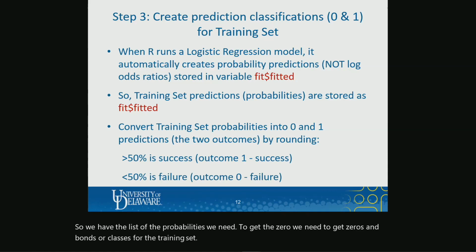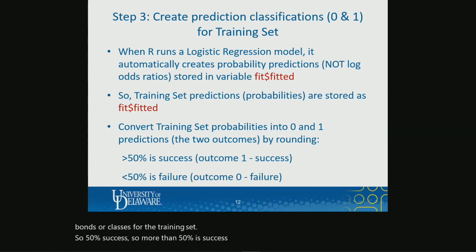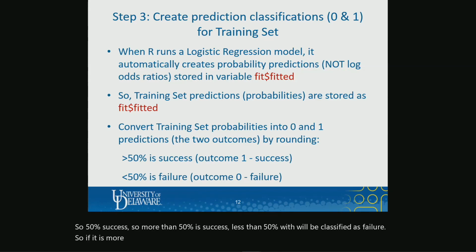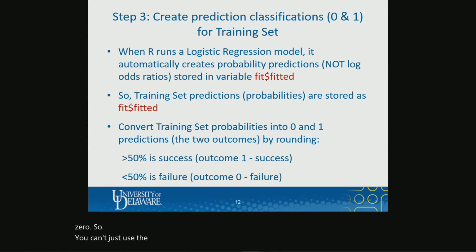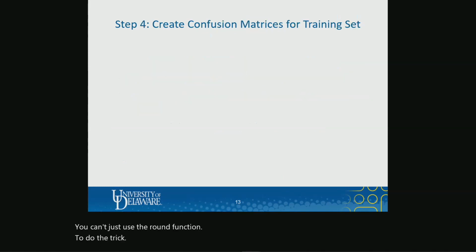So 50% success. So more than 50% is success. Less than 50% will be classified as failure. So if it is more than 0.5, it should be classified as 1. If it is less than 0.5, it should be classified as 0. So you can just use the round function, you know, to do the trick. So now we have zeros and ones.